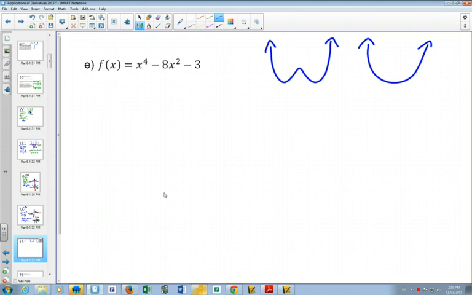Okay? You would have been asked to find your y-intercept. It's not hard to find our y-intercept here. Plug 0 in for x. We would know that -3 is a y-intercept. You would have to be able to factor it in order to find out any x-intercepts, or use the quadratic formula.